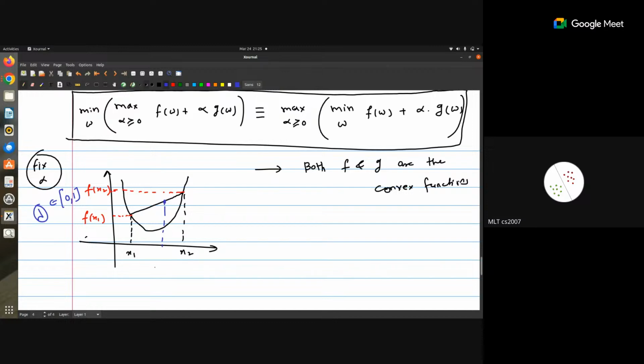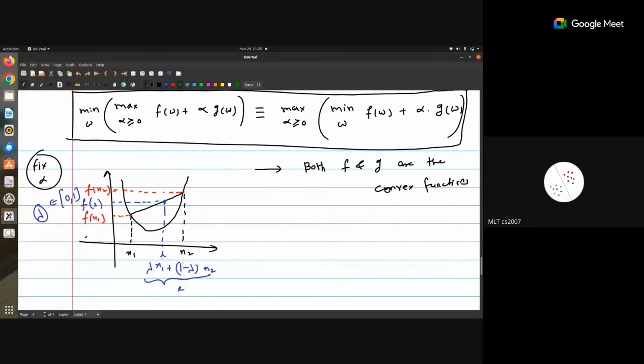What is this point now? This point is lambda x1 plus 1 minus lambda x2. So what is the function value corresponding to this point? f of that point. Let's say I call it L, so f of L. L is the point where this vertical line touches the curve.